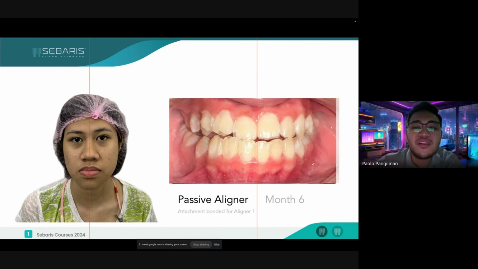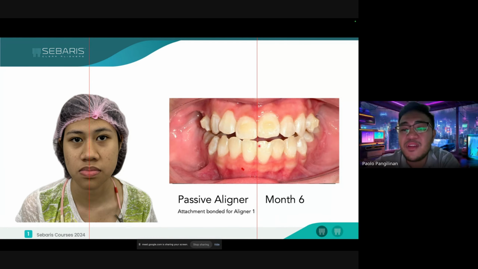And here's our case now, right before we even start. And you can see now that the intra-arch is now coinciding. The reason why I placed attachments here is because I've recognized the interferences are coming here. Now I'm okay to expand. So at this point, I just waited 6 months, only one aligner. And then on the month 6, that's where I actually bonded my first aligner.